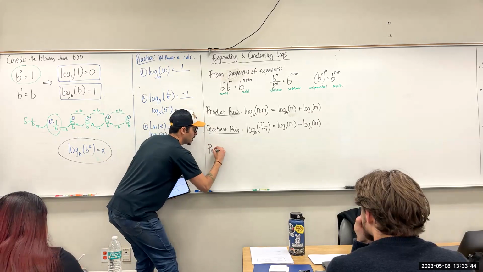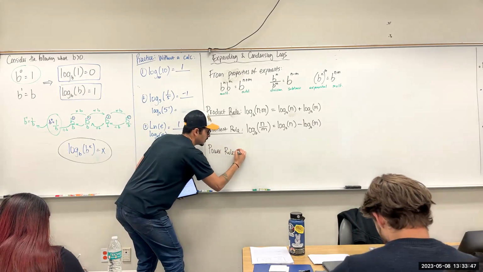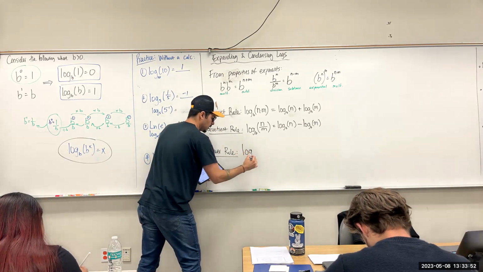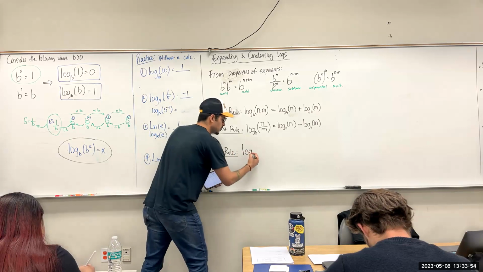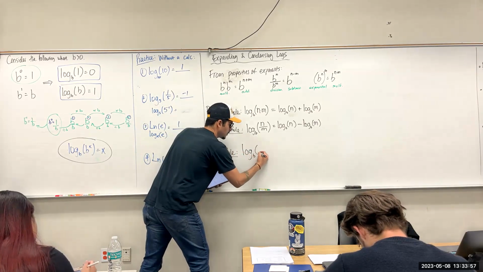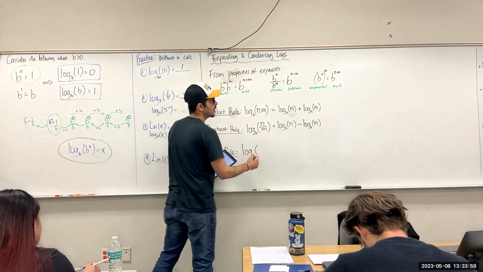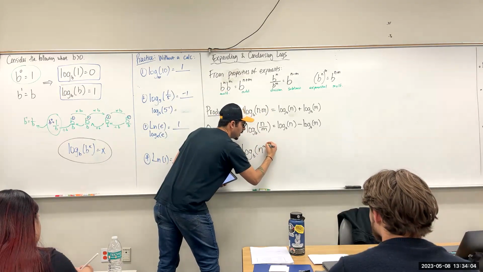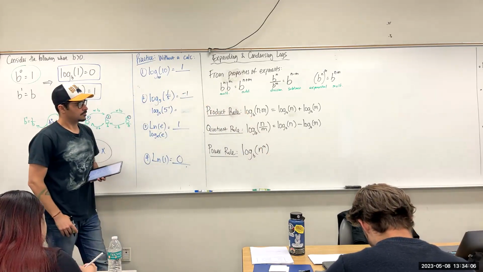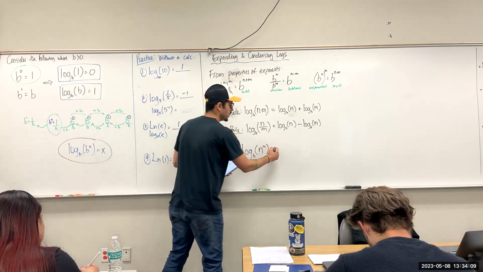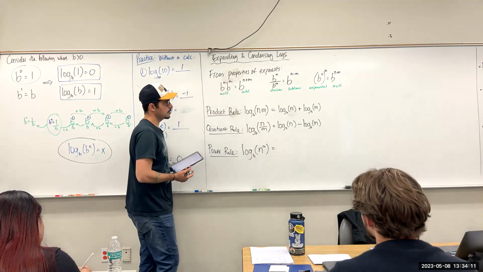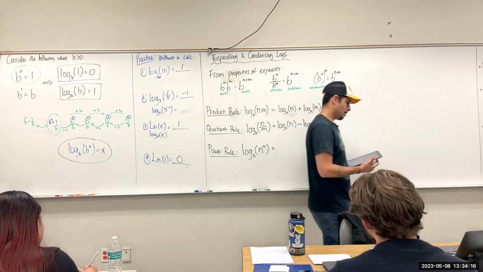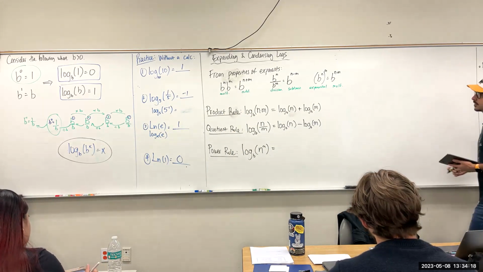And then the last one is called the power rule. It says if I take the log base b of n to the power of m, this one's weird, okay? I'll explain this part.